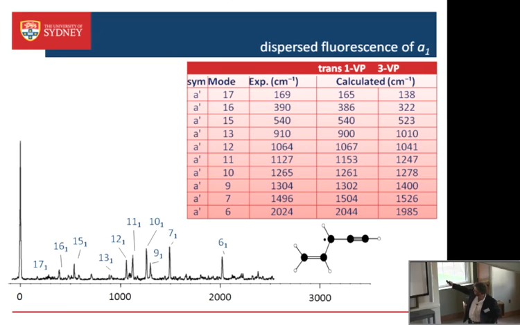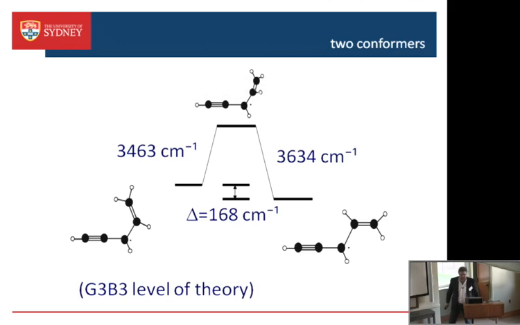But the trans 1-vinyl propargyl radical, calculated using the recipe that I mentioned before, matches up very nicely with the observed spectrum. So if one of those bands was trans vinyl propargyl, I'm going to give no prizes for people guessing that the other one is the cis isomer.